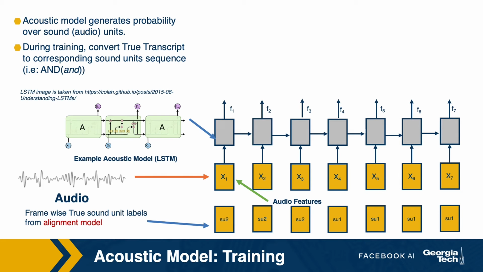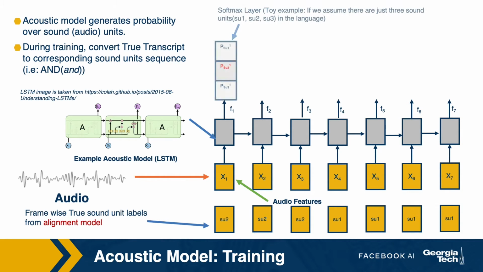Now, at every frame, we have the audio feature computed. We pass the audio feature through an acoustic model, which is also sometimes called the audio encoder, and we get an audio embedding at every frame. This acoustic model could be an LSTM, a BLSTM, or a transformer. Now at every audio frame, I have the acoustic embedding, so I can pass it to a softmax, and the size of this softmax is going to be the same as the number of different sound units that I want to represent in my language.